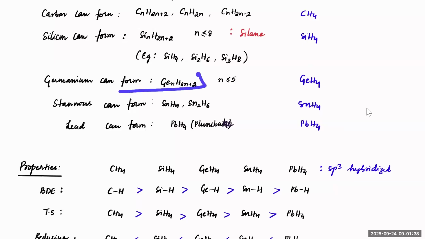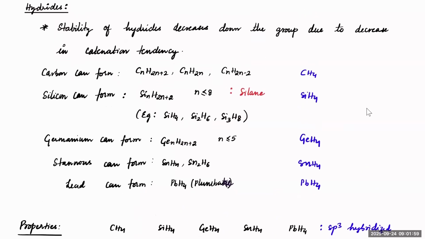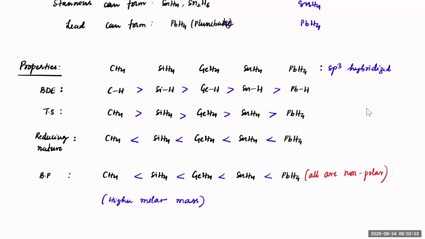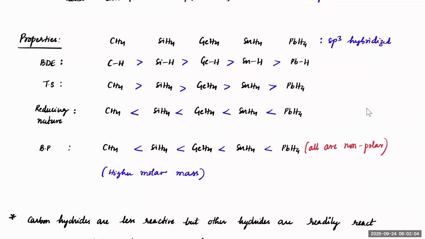While germanium can form a similar type of compound known as germane, those germanes will also be stable only up to 5 germaniums. In the case of tin, you will have SnH4 and Sn2H6, and lead will have only one form, PbH4. So these are the only hydrides we can think of. Property wise, if you notice, all of them are sp3 hybridized.